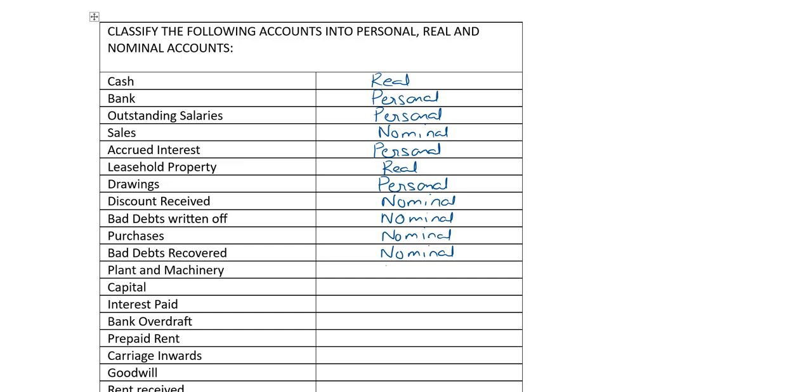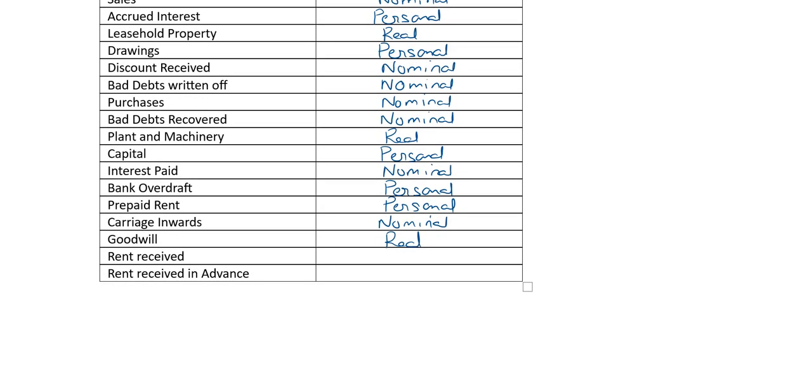Plant and machinery real, capital personal account, interest paid nominal account, bank overdraft personal account, prepaid rent personal account, carriage inwards nominal account, goodwill real account, rent received is nominal account, rent received in advance is personal account.